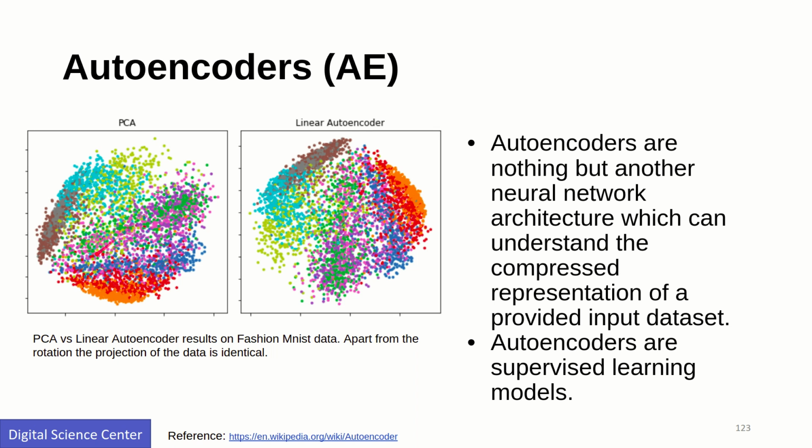If you take a look at the output from the linear autoencoder, it has a similar representation, but the only difference is it has been rotated to a different angle. So this brown patch is here. But if you take a look at this shape, it has the same shape here. So autoencoders are one way of understanding a specific representation in a specific dataset.